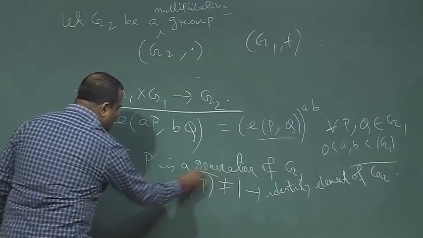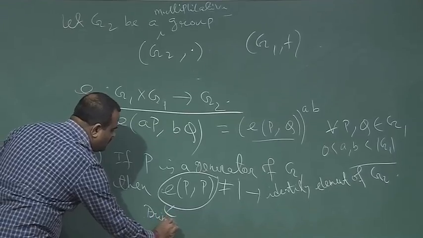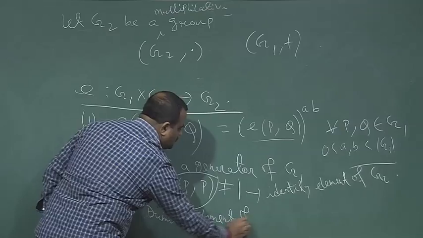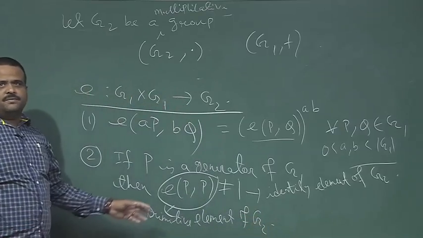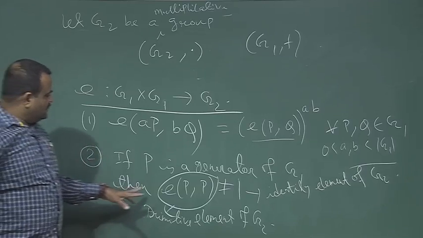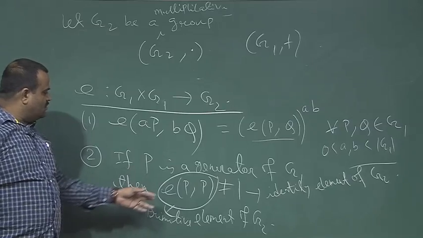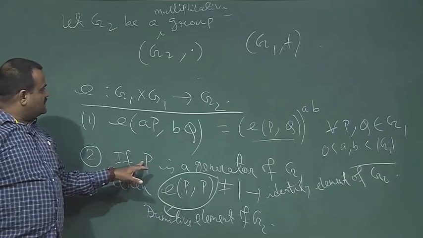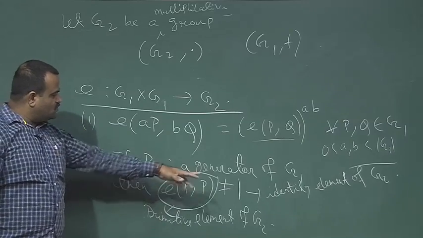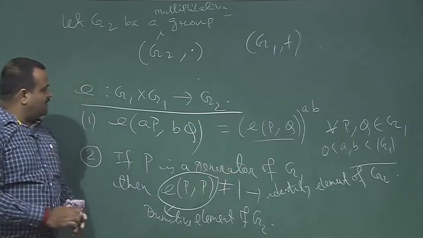Basically, this is a primitive element, a generator of G2, where P is a primitive element of G1. So this condition must be there. This is called the degeneracy condition. If you take a primitive element or generator of G1, so P is generating this group G1, then E(P, P) must generate the group G2. That means E(P, P) should not be 1, because G2 is in the multiplicative sense, so 1 is the identity element.